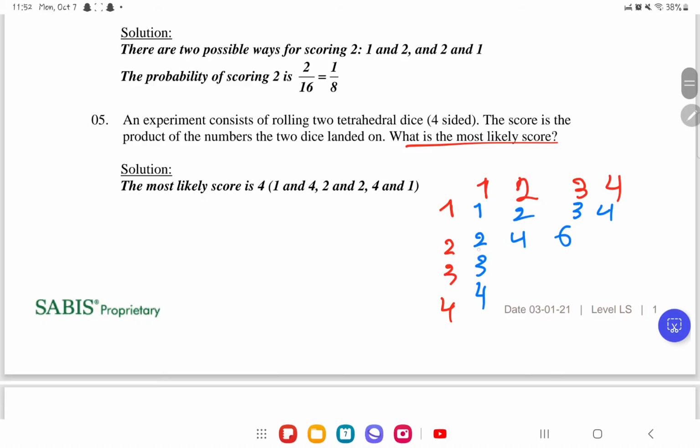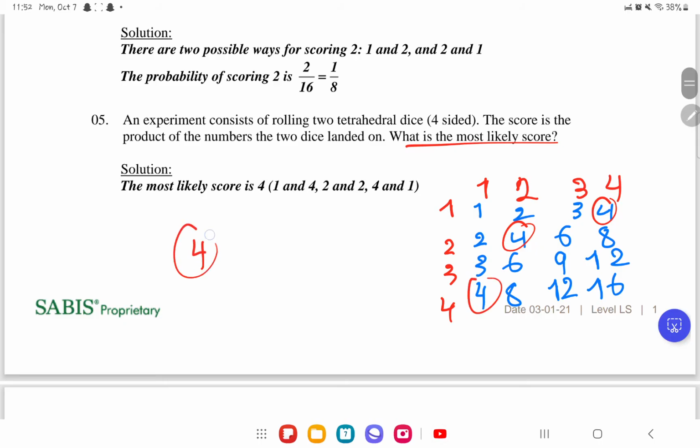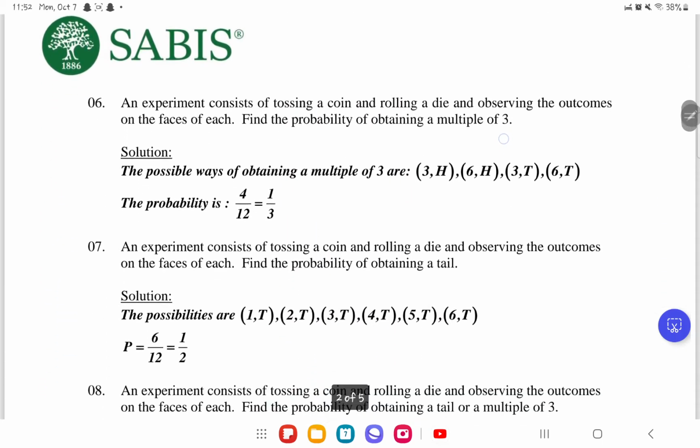Then 2 times 3 is 6. 2 times 4 is 8. Then 3 times 2 is 6. 3 times 3 is 9. 3 times 4 is 12. 4 times 2 is 8. 4 times 3 is 12. And 4 times 4 is 16. So what is the most common or most occurring score? If you notice, it is 4. So 4 is the most likely or the most occurring score.